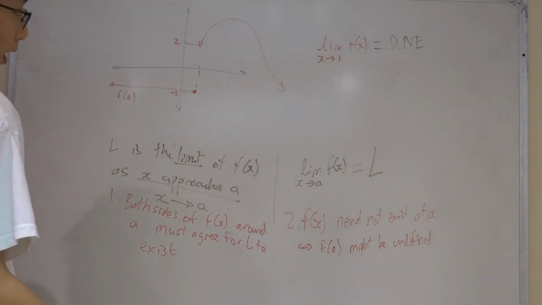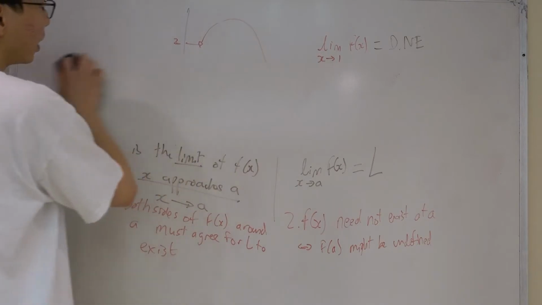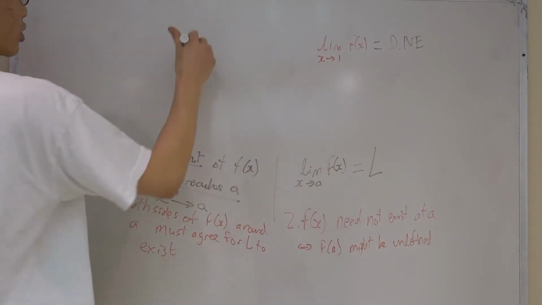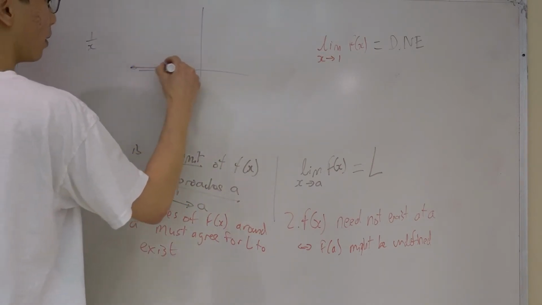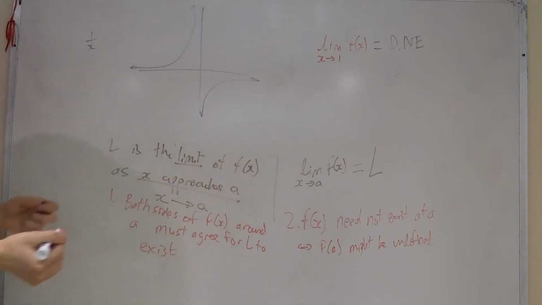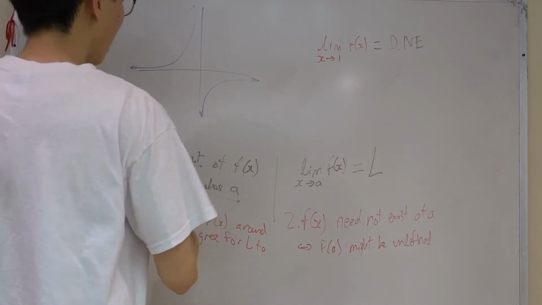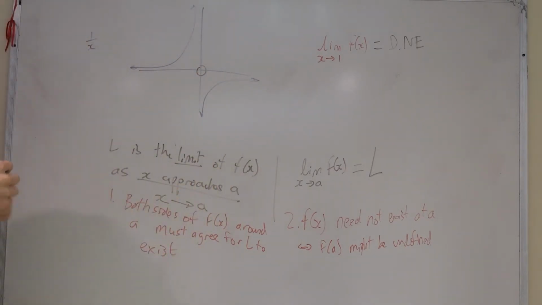Let me show you another example. Here, let's just get our good old rational function 1 over x. The first thing you'll tell me is, of course, the point that I want to look at is x equals 0. And as if the first example wasn't obvious enough, obviously the limit here doesn't exist.